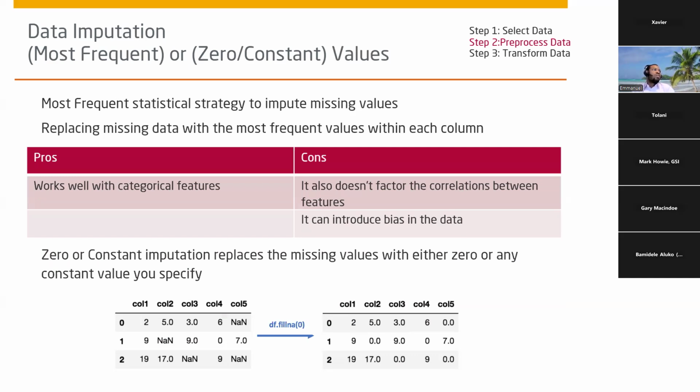And this is another one, data imputation. So this one, most frequent statistical strategy to impute missing data. It replaces missing data with the most frequent value within the column. They said it works well with categorical features, but again, it doesn't factor in correlation between the features. And the biggest of all is that it introduces bias in the data sets. And the bias is that it favors the more popular candidates or the most popular class. And that's one thing we have to be careful of.